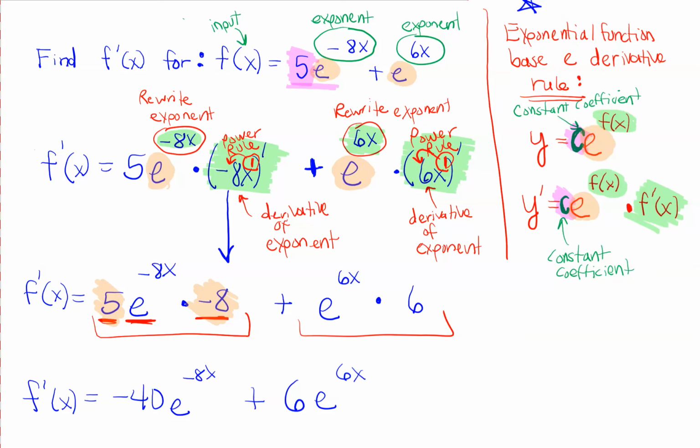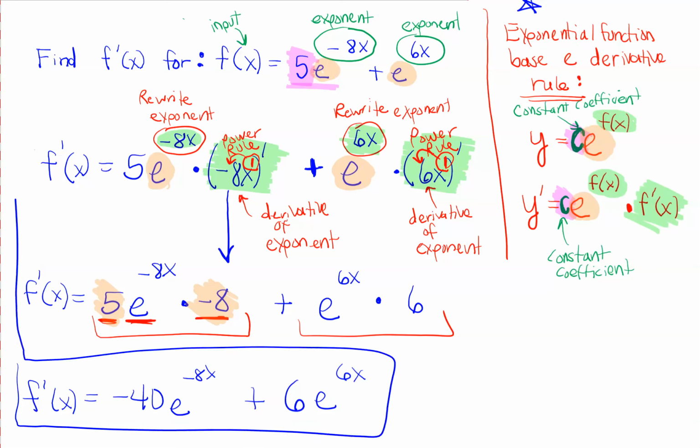And you can stop here. You don't have to do anything else. Unless you're asked to factor out a GCF or do further steps, you're done. This is our derivative of the original function that was given to us.